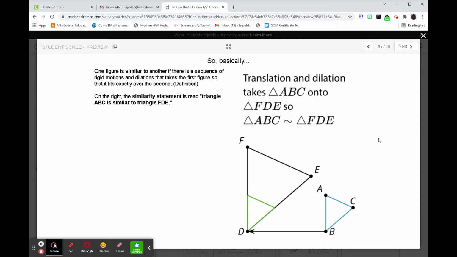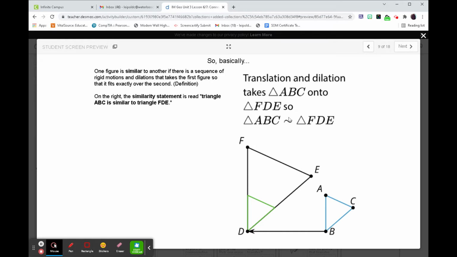So basically, what we want to remember is that for one figure to be similar to another, there's a sequence of rigid motions and dilations that takes the first figure onto the second one, and that is our definition. So on the right, we want to learn how to read these new symbols. Remember, geometry is very symbolic.